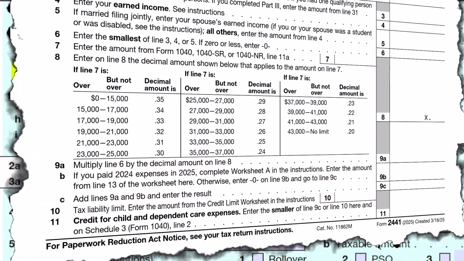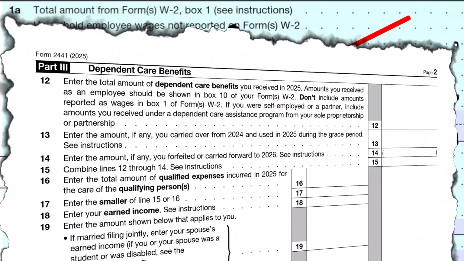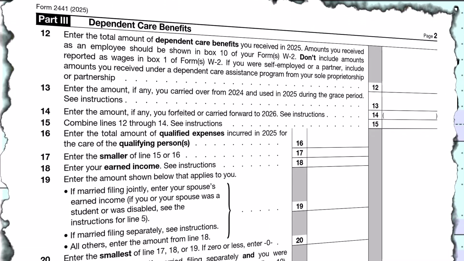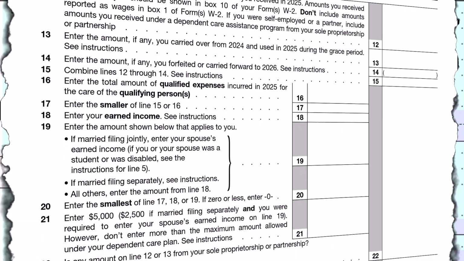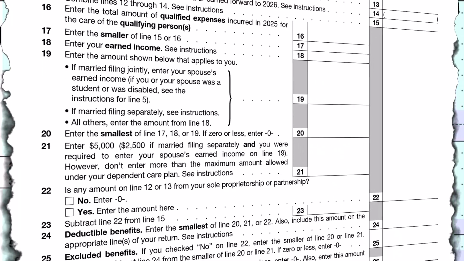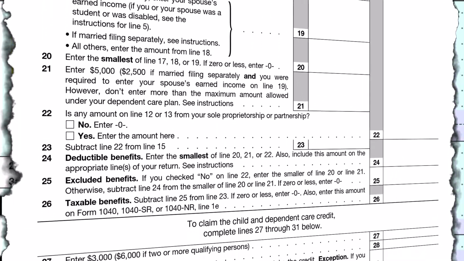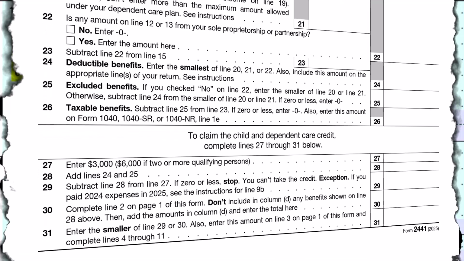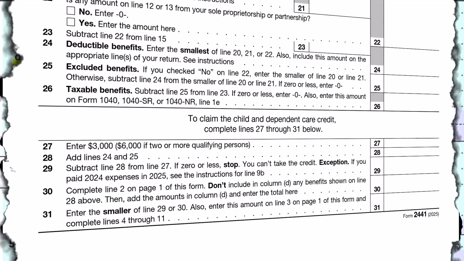For example, if your employer provides $6,000 in daycare assistance, the extra $1,000 is considered taxable income and is entered on this line. This ensures you only get the tax break on the allowed amount while keeping the rest of your earnings transparent. It bridges the gap between your workplace benefits and your final taxable total.